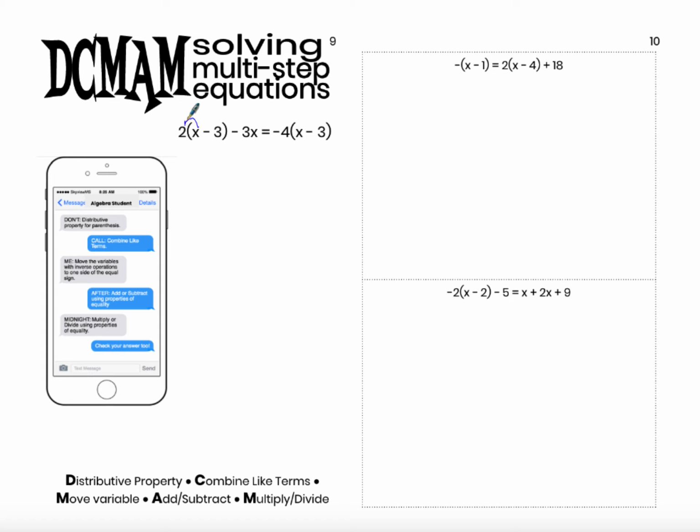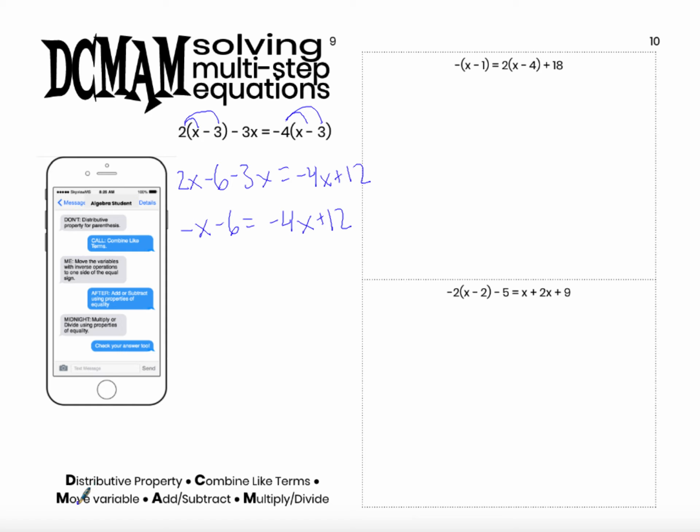So the first thing I'm going to do is the distributive property on both sides of my equation. In this case, that is necessary on both sides. That gives me 2x minus 6 minus 3x equals negative 4x plus 12. Negative times a negative being a positive. Next we have C, my call. That reminds us to next combine like terms. So 2x minus 3x is negative x minus 6. And then this doesn't have any like terms, so I just have negative 4x plus 12.